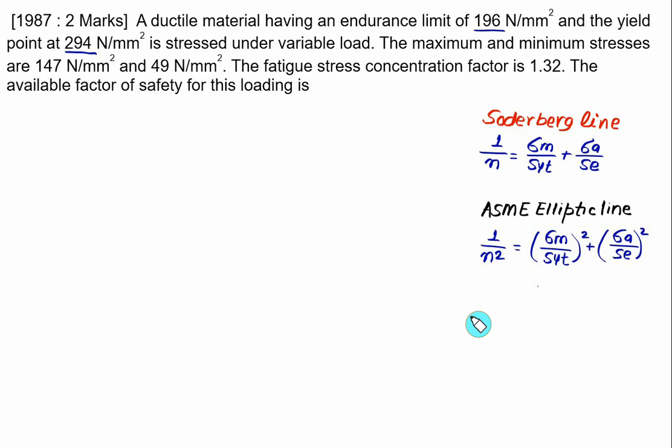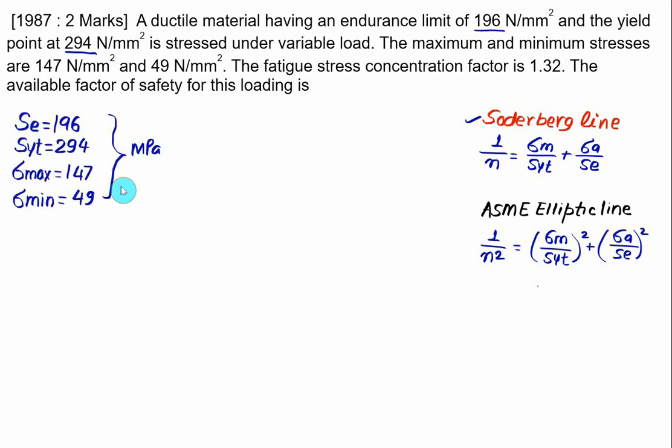According to ASME elliptic, we have 1 upon n square, that is the factor of safety square, equal to mean stress divided by SYT whole square plus sigma amplitude by endurance limit whole square. But as far as the GATE exam is concerned, you have to only select the Soderberg theory. So let's collect the data here.